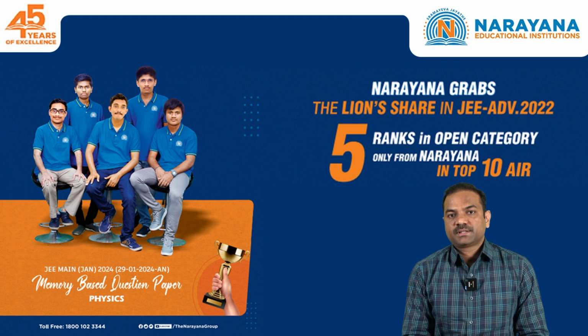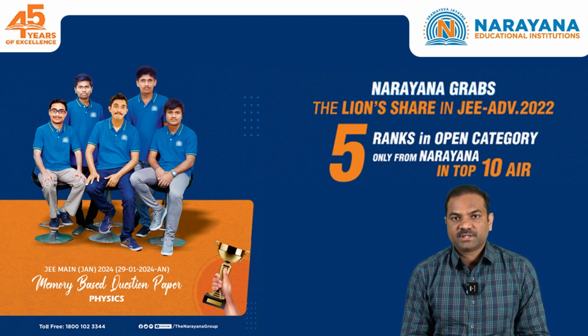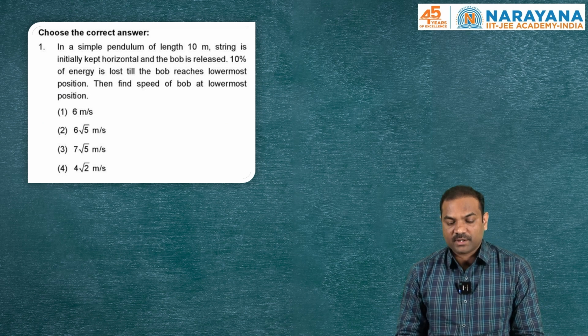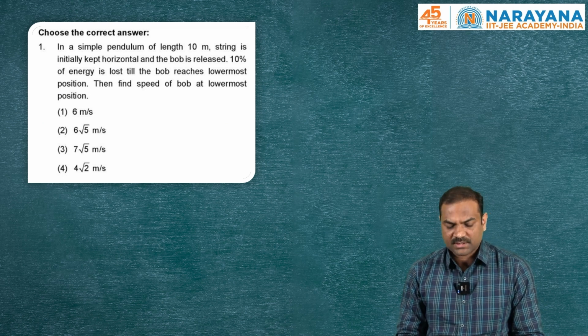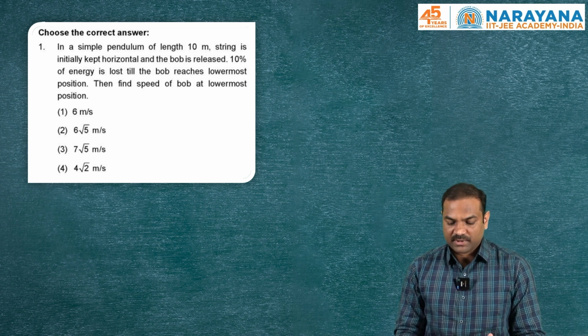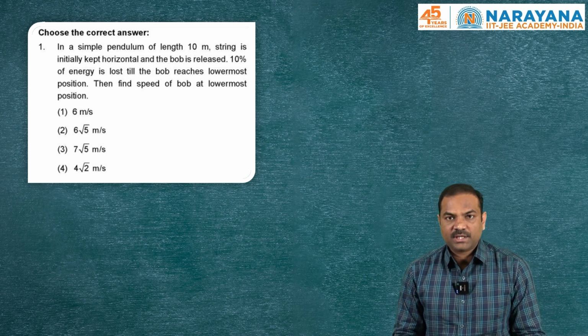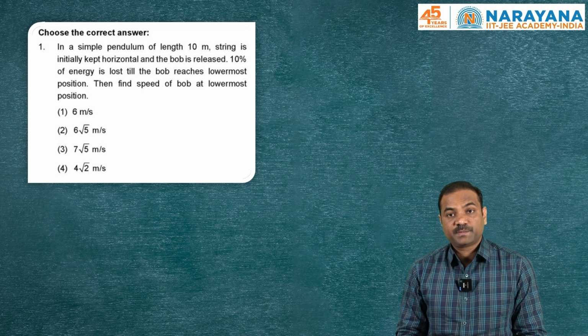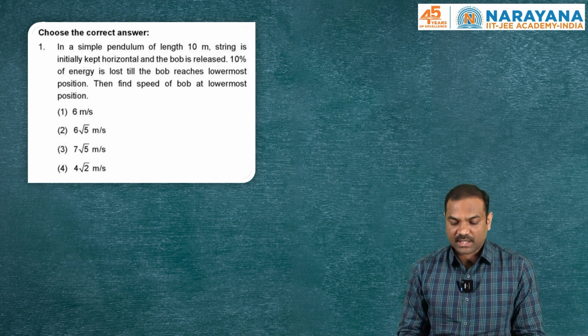Today we are going to discuss the JEE Main question paper held on 29th January 2024 in the afternoon session. Here we have question number 1, which is related to simple energy conservation. A simple pendulum of length 10 meter is released from the horizontal position and 10% of energy is lost. They're asking what is the speed of the bob at the lowest position.